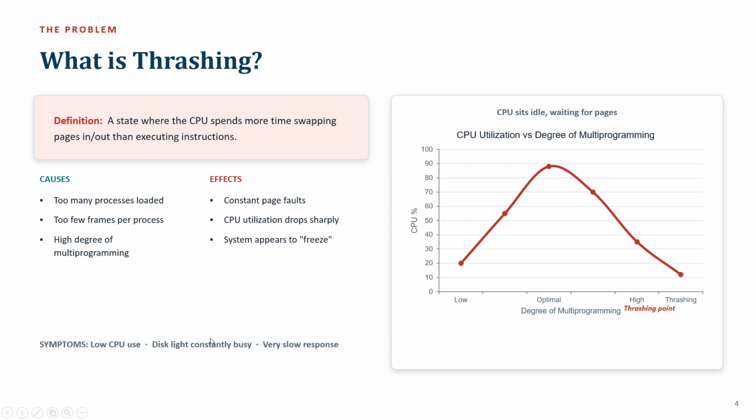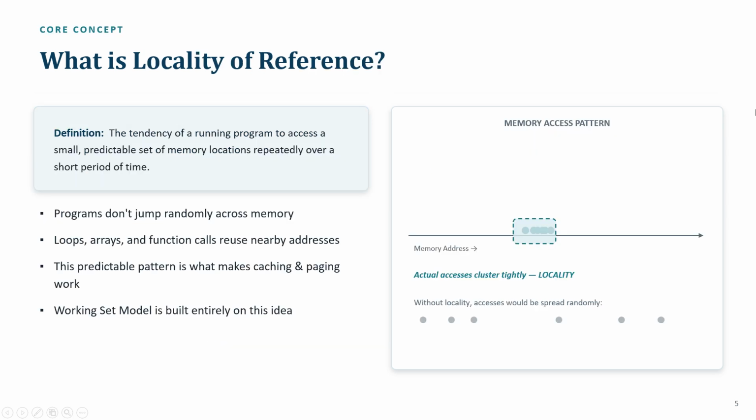Moving to our next topic, which is: what is locality of reference? The tendency of a running program to access a small, predictable set of memory locations repeatedly over a short period of time is known as locality of reference. In simple words, programs are creatures of habit. They don't jump randomly all over memory like a grasshopper. Instead, they tend to stick around the same neighborhood of addresses for a while before moving to the next neighborhood. Look at this address line.